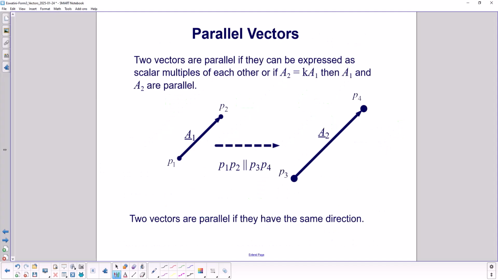Two vectors are parallel if they can be expressed as scalar multiples of each other, or if a2 is equal to k a1, then a1 and a2 are parallel. So here's our vector a1, here's our vector a2. They have the same direction, which is important, and they are scalar multiples of each other. So P1, P2, that's this vector here, is parallel to P3, P4.